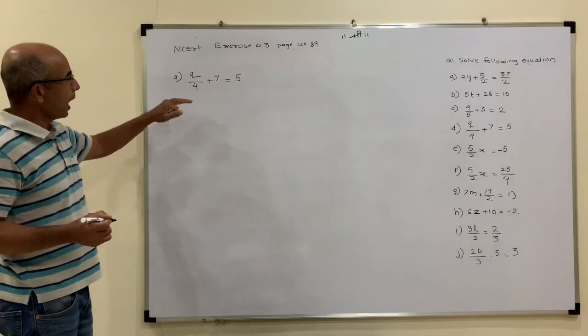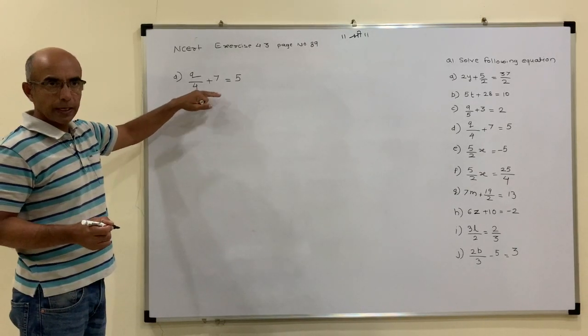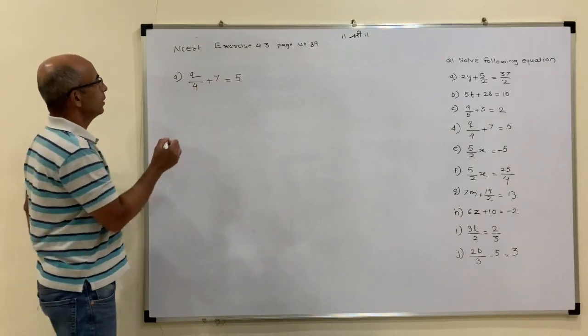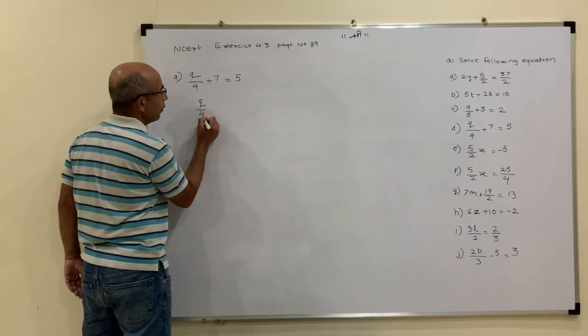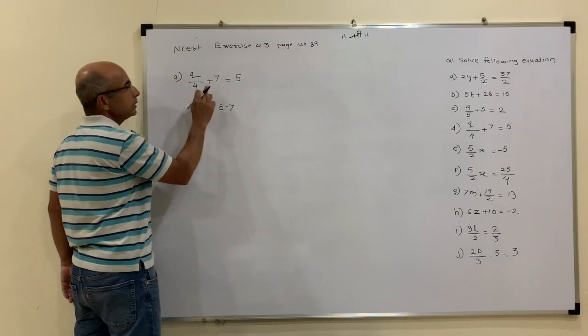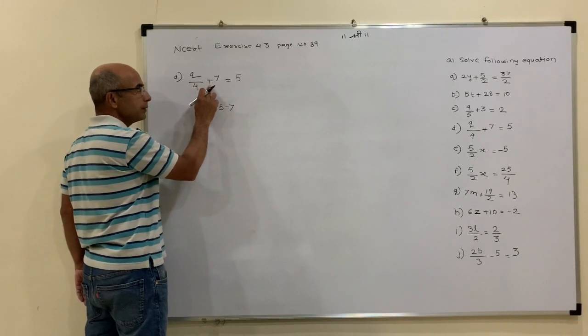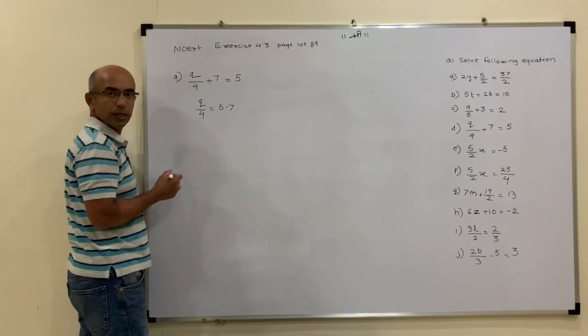Now again, I am going to transpose plus 7 from the left hand side to the right hand side. So my next step will be q divided by 4 equals 5 minus 7. Since I am transposing positive 7 from the left hand side to the right hand side, it becomes a negative.